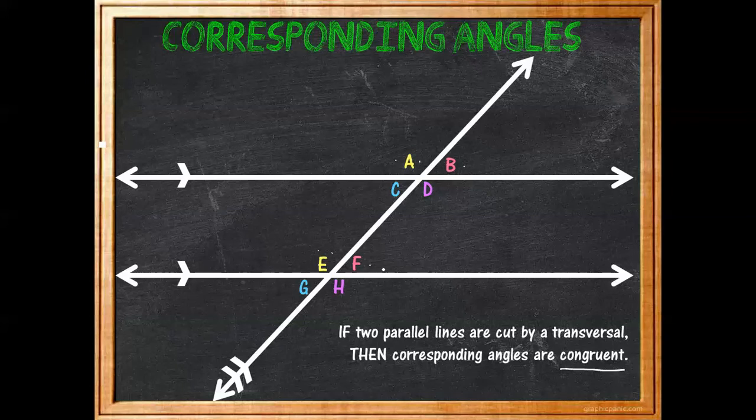B and F are also corresponding angles. If you notice, on the top parallel line, B is on top and to the right of the transversal. F is on top and to the right of the transversal. So these two are also corresponding. C and G are corresponding, and D and H are corresponding.